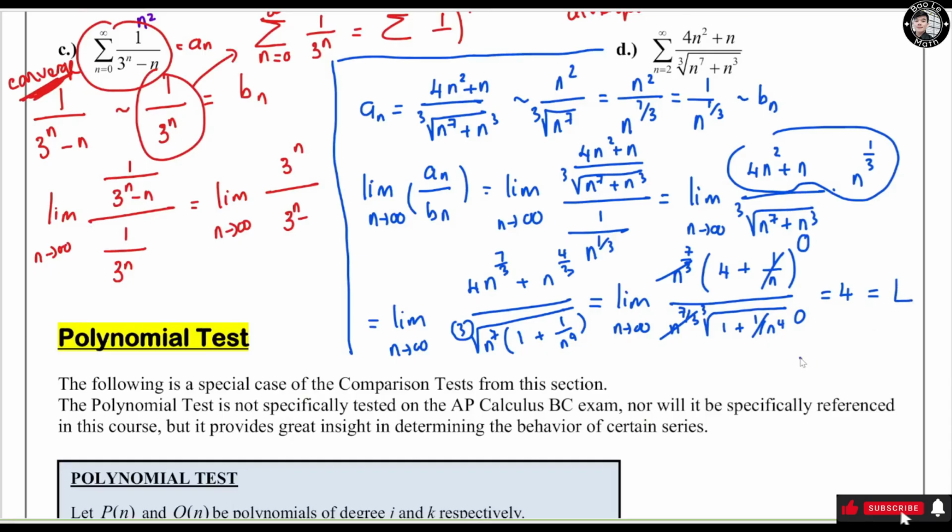So by the limit comparison test, either both of them converge or both diverge. Now I'm going to check to see if this one converges or diverges. This is actually a p-series, where p equals 1 over 3, which is less than 1. So this series diverges. By the p-series test, if this one diverges, the original one right here must diverge.